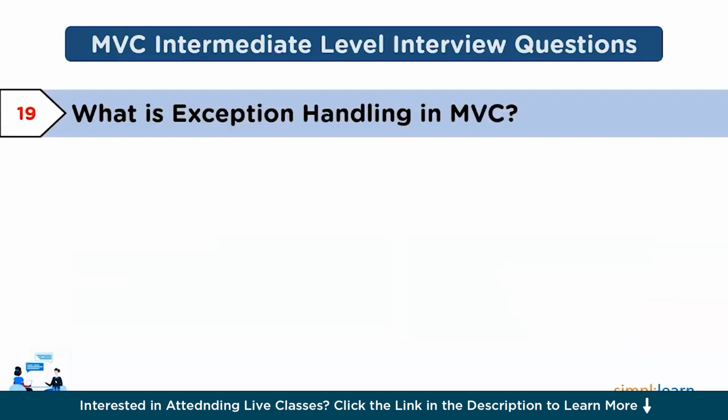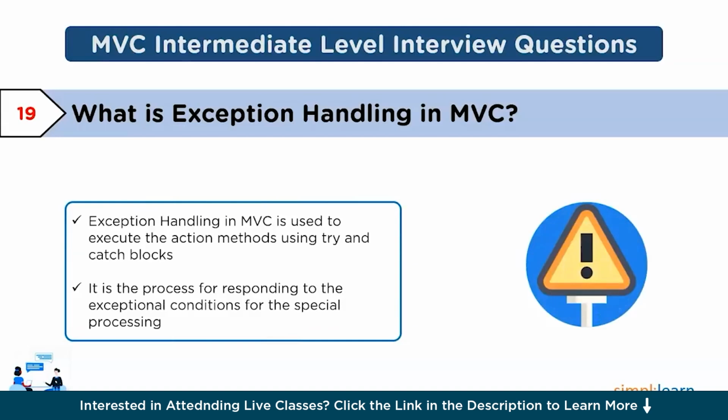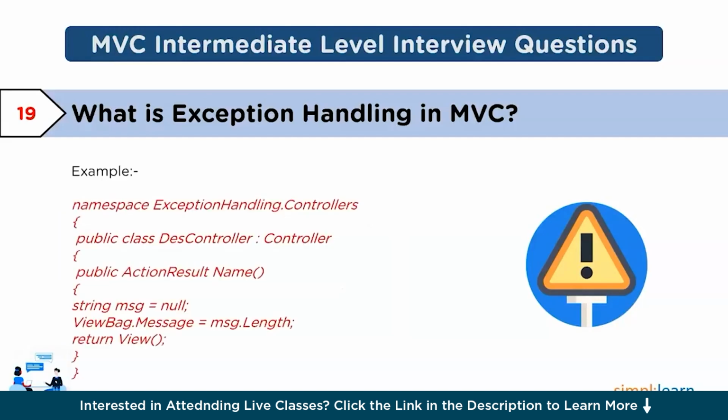What is exceptional handling in MVC? Exceptional handling in MVC is used to execute the action methods using try and catch blocks. It is the process for responding to the exceptional condition for the special processing. For example, here in this program, you will create an exception for the application that shows an error on the web page that displays a custom error message or custom error pages.